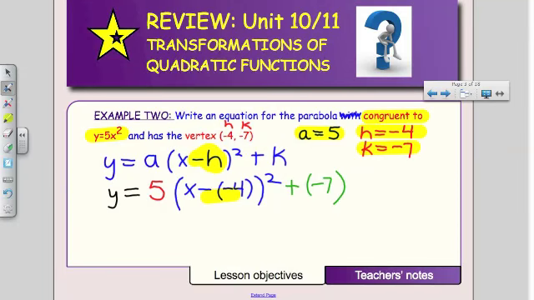Or more specifically, can I have two negatives next to each other? Yes, so it simplifies to y is equal to 5x plus 4 squared minus 7. And you can easily see from that that the y-coordinate of my vertex is -4, and the x-coordinate of your vertex is always the opposite of what's inside the bracket. So instead of +4, I have -4 as my x-coordinate, okay?